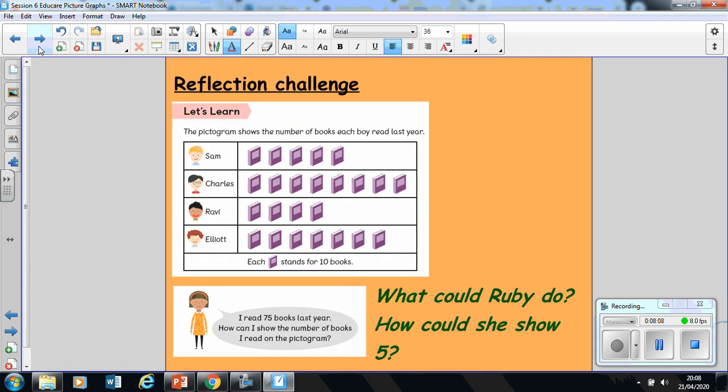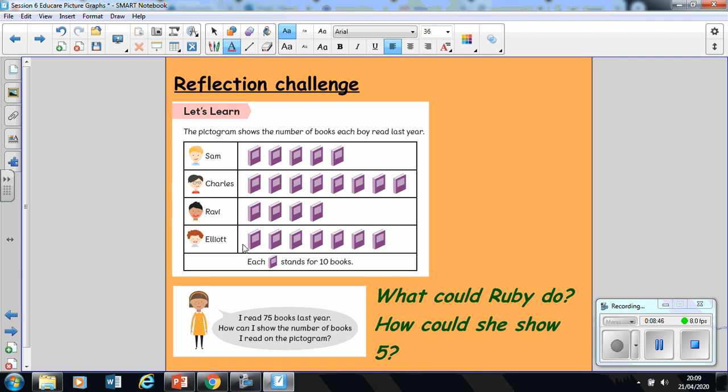Okay, I have got a reflection challenge. Now, you can do this a bit later on in the day because what Miss Pope and I thought is that you could pause the video or do it now or take this information away and come back to it at some point so you can think about it carefully. Okay, so what I'd like you to do is look at the reflection challenge. It is a pictogram which shows the number of books each boy read last year. So it's the exact same pictogram we just looked at.